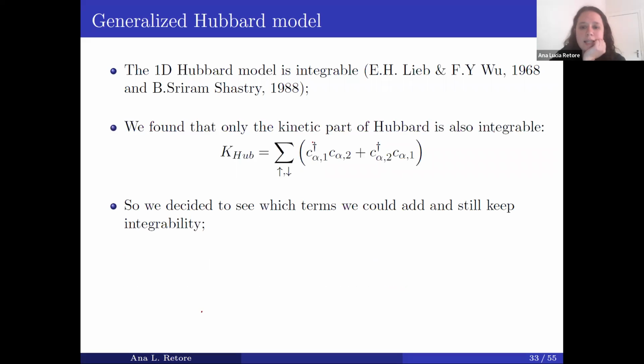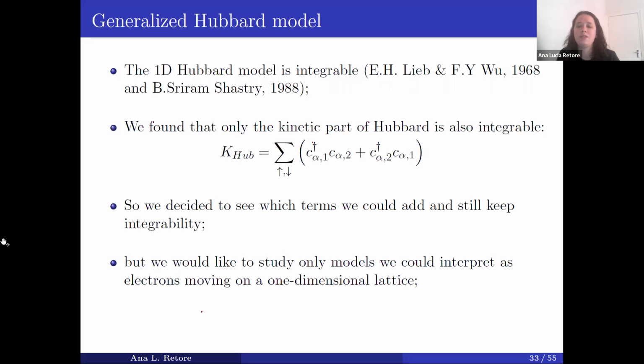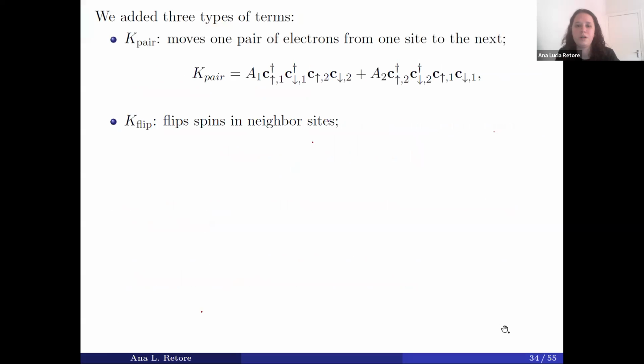Okay, as I said, the kinetic part of Hubbard is integrable separately. Even the full one is integrable, of course, but just the kinetic part is integrable. And then we started to add things, to see what we could add. We will break SU(2) plus SU(2), but we wanted to see what we could interpret as electrons moving in a chain that we could add on this. So we wanted only things that preserve fermion number.